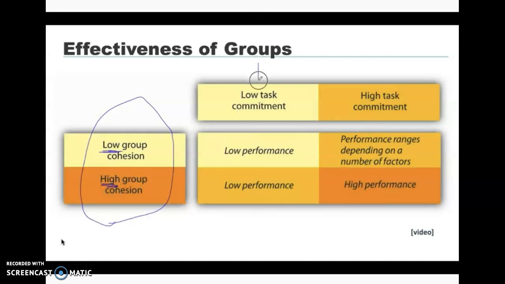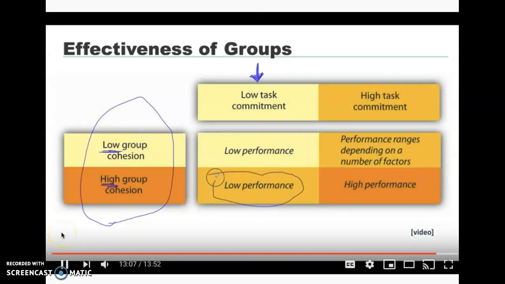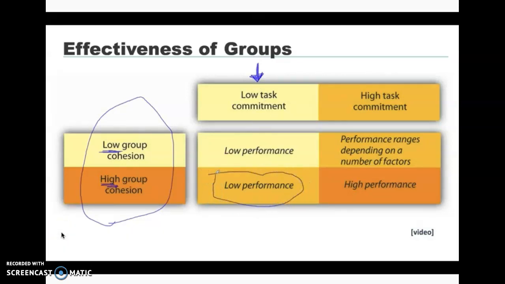So when we are in a situation where we have low task commitment, meaning low performance norms, nobody really feels that they need to work very much, and we have high cohesion, guess what happens? Yep, we're just going to hang out, we're going to chat, we're going to drink coffee, nothing happens. And obviously, low group cohesion, we don't even like each other, and we don't feel like we have to work. We just show up and we sit on our phones and we don't pay attention.